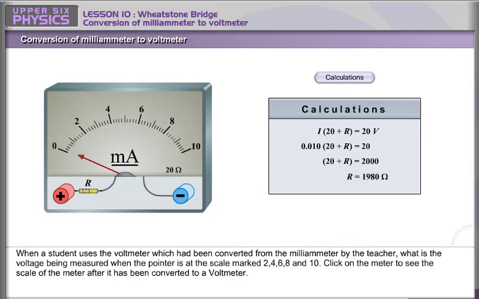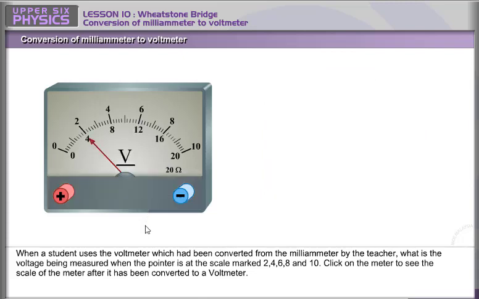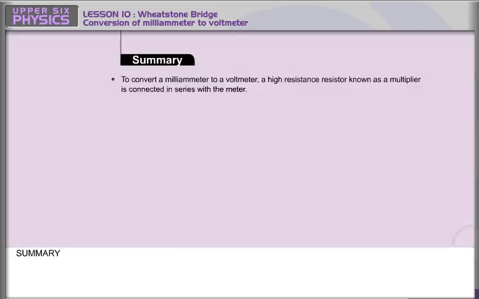When a student uses the voltmeter, which had been converted from the milliammeter by the teacher, what is the voltage being measured when the pointer is at the scale marked 2, 4, 6, 8, and 10? Click on the meter to see the scale of the meter after it has been converted to a voltmeter. Summary. To convert a milliammeter to a voltmeter, a high-resistance resistor, known as a multiplier, is connected in series with the meter.